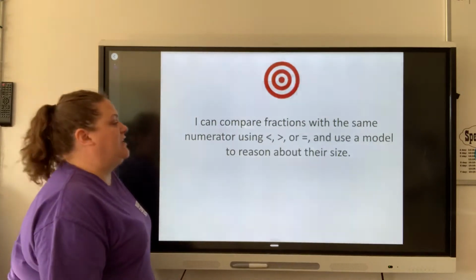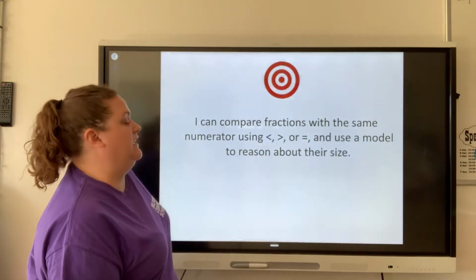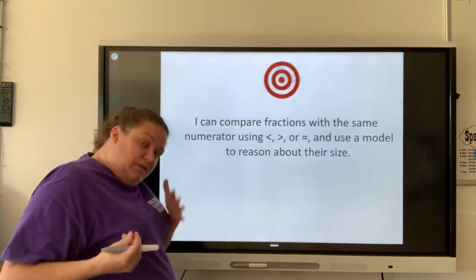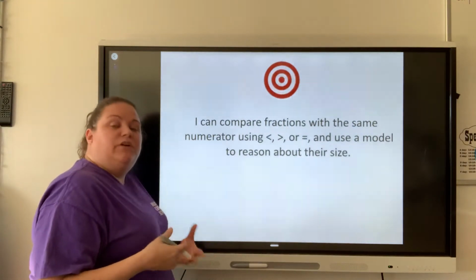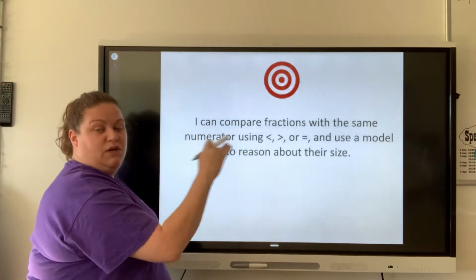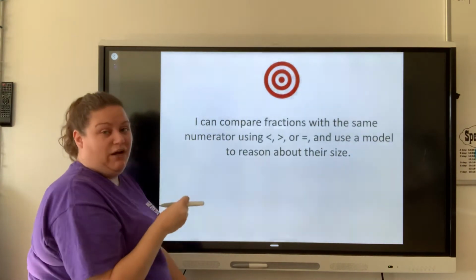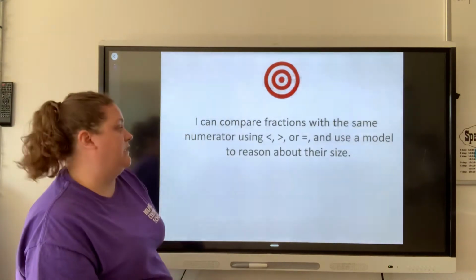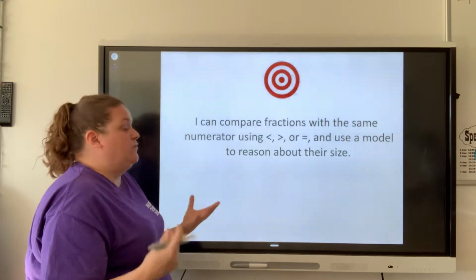I can compare fractions with the same numerator using greater than, less than, or equal to. If you did yesterday's lesson with me, you also know that this is part of the worksheet from yesterday too. So we're looking at the same numerators, which is their same top number, so they're going to be equal numerators, but the denominators are not going to be equal. And then we're going to compare them using greater than, less than, or equal to. And we will use a model to reason about their size.